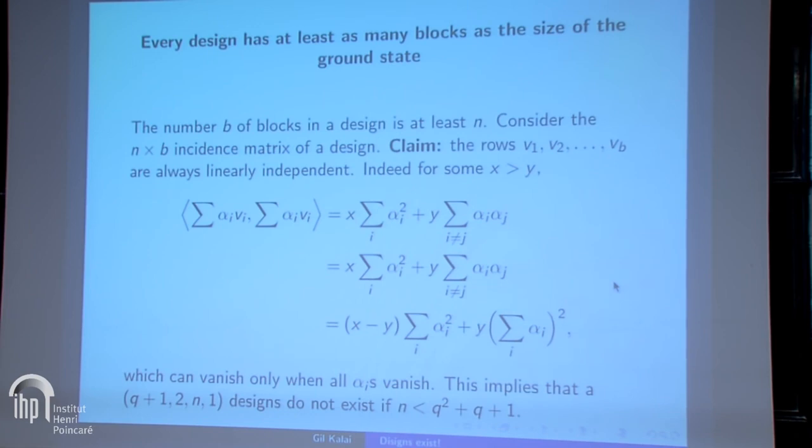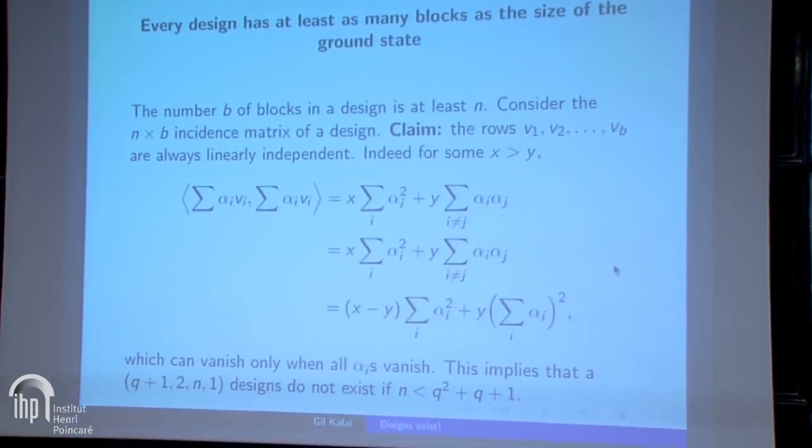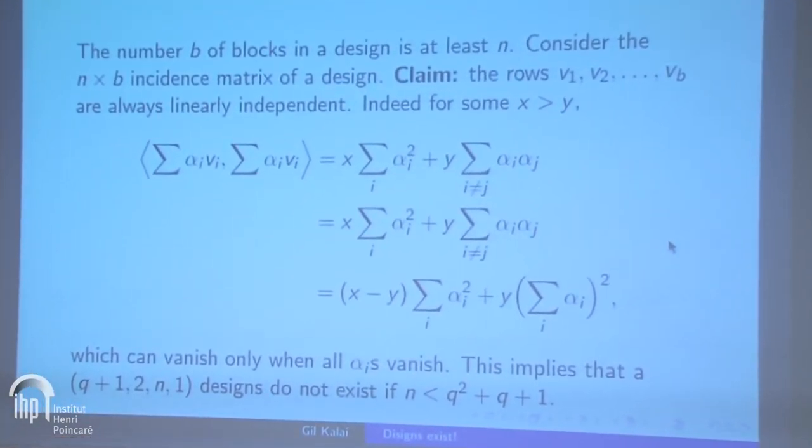Suppose we have a linear combination, the sum of alpha_i v_i, which is 0. We look at the inner product of the sum of alpha_i v_i with itself, and this is equal to x times the sum of alpha_i squared, where x is the number of blocks which contain a given element, plus y times the sum of alpha_i alpha_j for i different from j. Here y is lambda, since there are precisely lambda blocks which contain the elements i and j. This is the definition of a design. We can write it in a different way as (x minus y) times the sum of alpha_i squared plus y times the square of the sum over all i of alpha_i. And this expression vanishes only if all the alpha_i vanish.